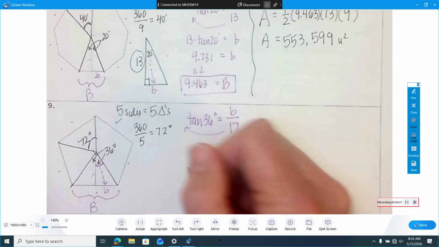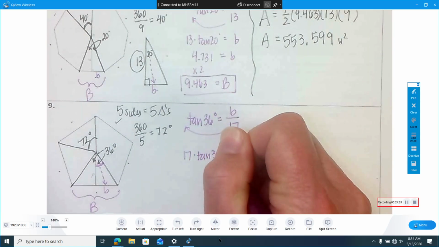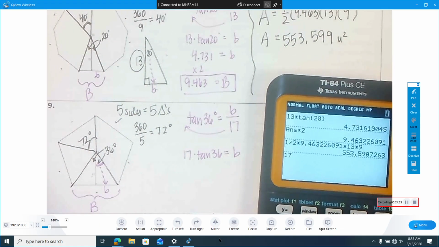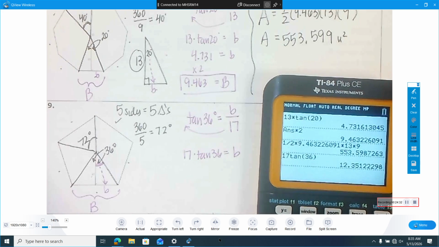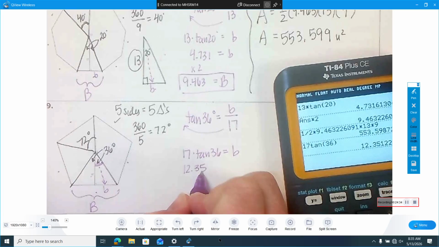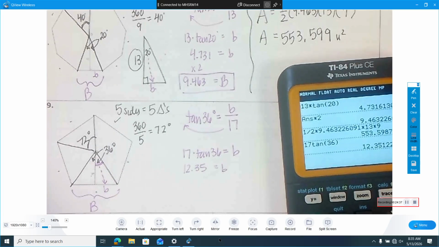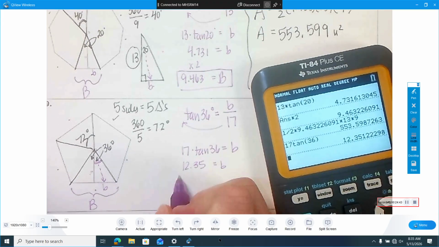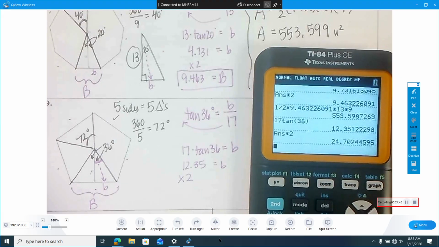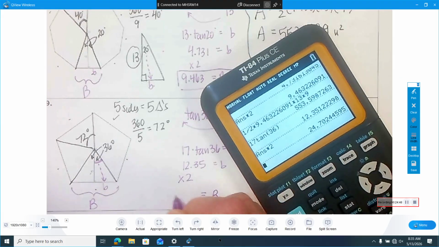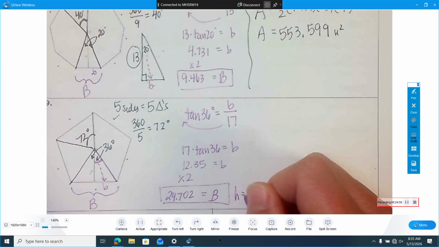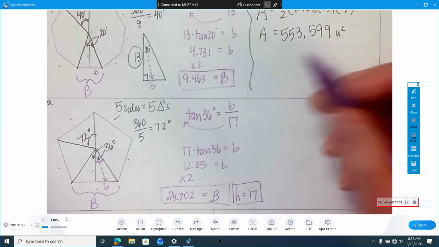I'm going to go ahead and multiply by 17. So 17 times the tangent of 36 degrees is 12.35. And then what do I need to do? Times it by 2. Got to double it to get big B. Times by 2. And I get a big B equal to 24.702 something. So there's my big base. My height equals 17. And so now we can find our area.